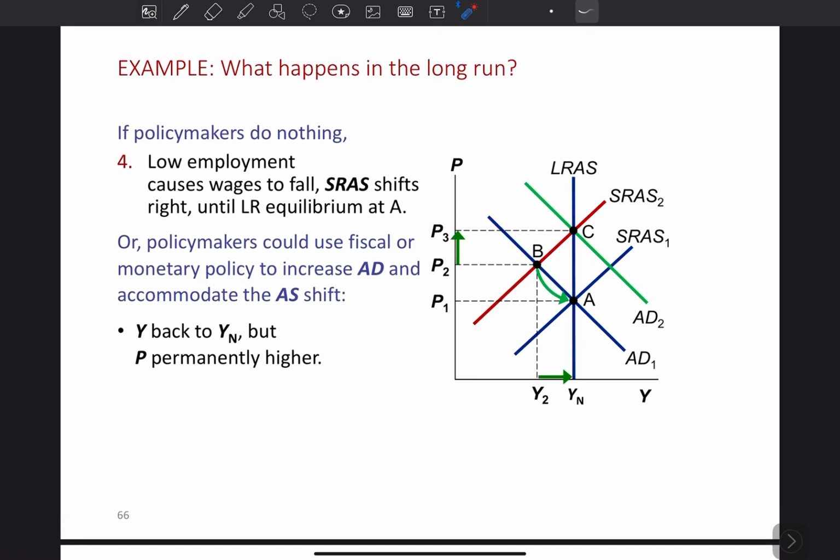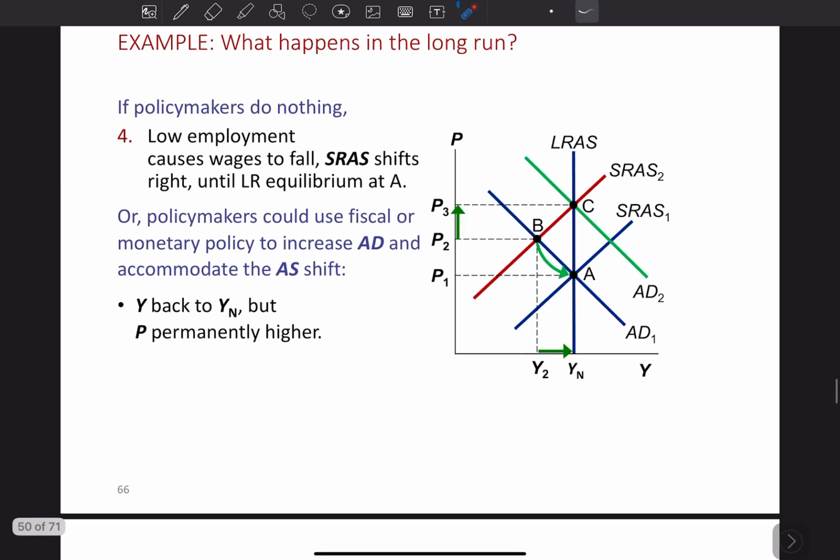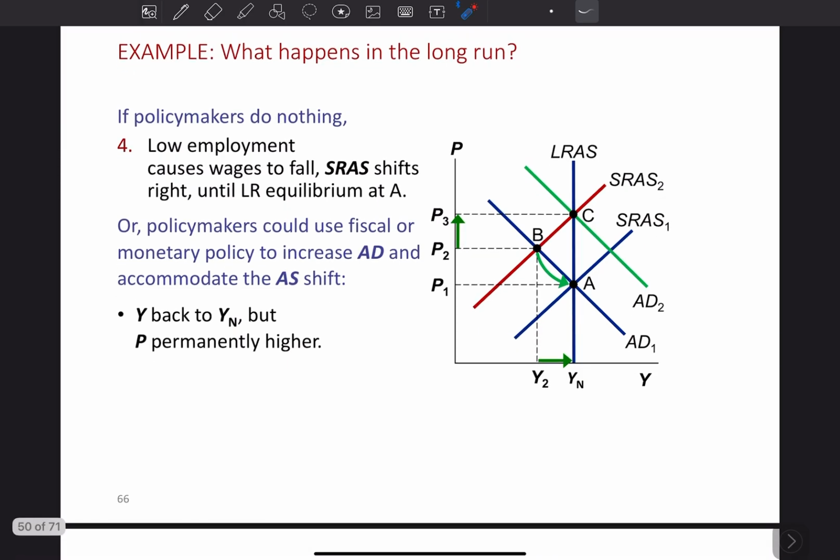Okay, if policymakers choose to do nothing, if policymakers do not intervene in this economy, then higher unemployment puts downward pressure on wages, causing wages to fall over time. This will lower the production costs, and it will allow the short-run aggregate supply curve to shift back from point B to point A, to the right, to the initial place.